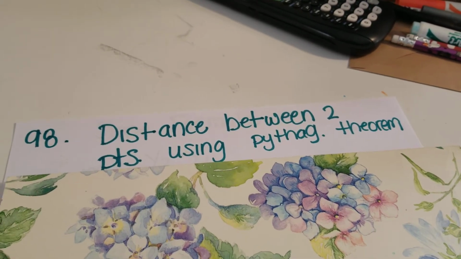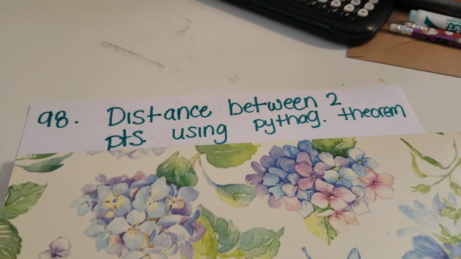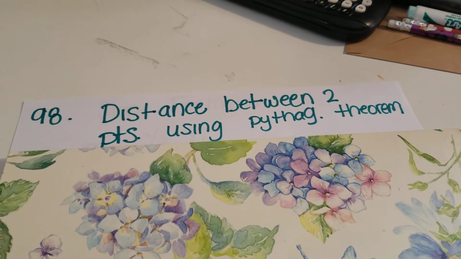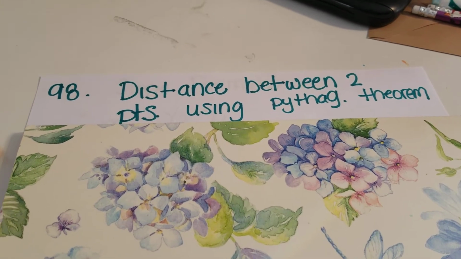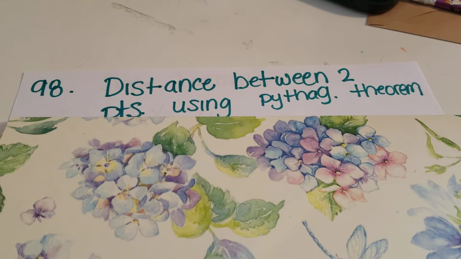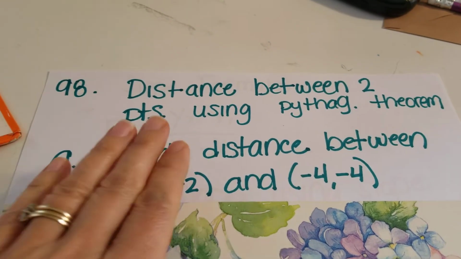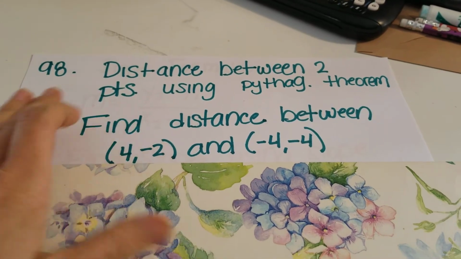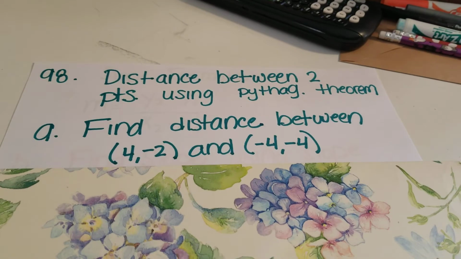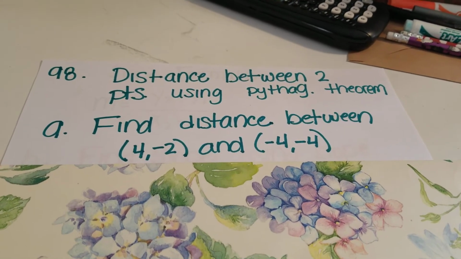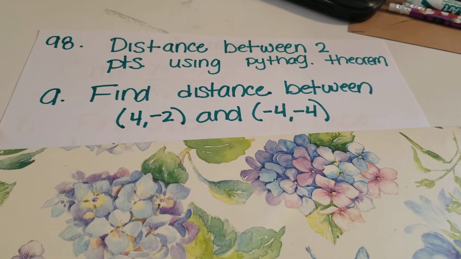Okay, 98. We want to find the distance between 2 points on a graph using the Pythagorean theorem. We're going to use what we just learned to figure out the distance between those 2 points. Practice A gives us the direction to find the distance between points (4, -2) and (-4, -4). Those are the 2 points, and we want to find that distance.